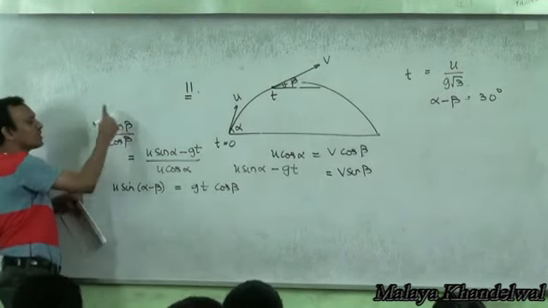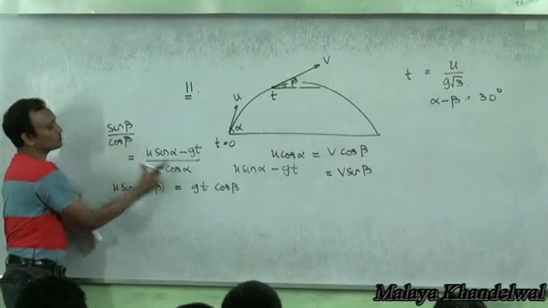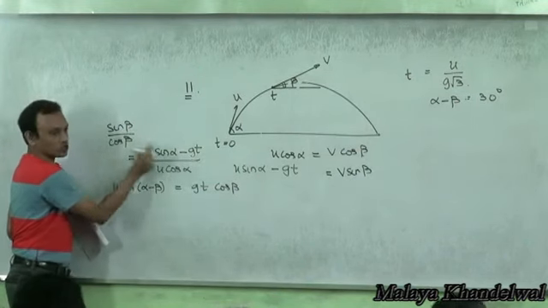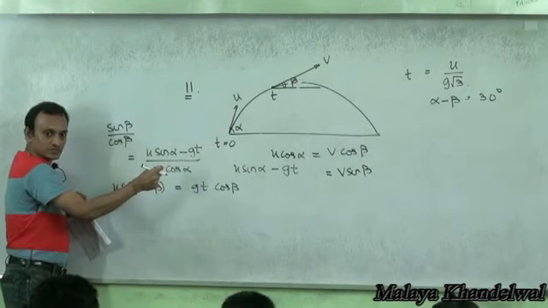I hope you realize what I did. Cross multiplied, and then u sin alpha cos beta minus u cos alpha sin beta is u sin(alpha minus beta), which is gt cos beta. Collecting terms, right?